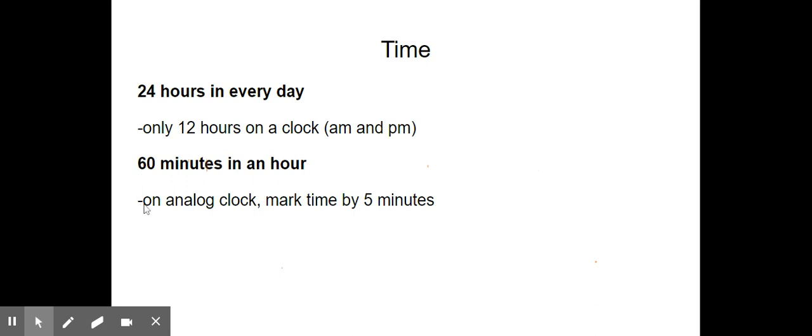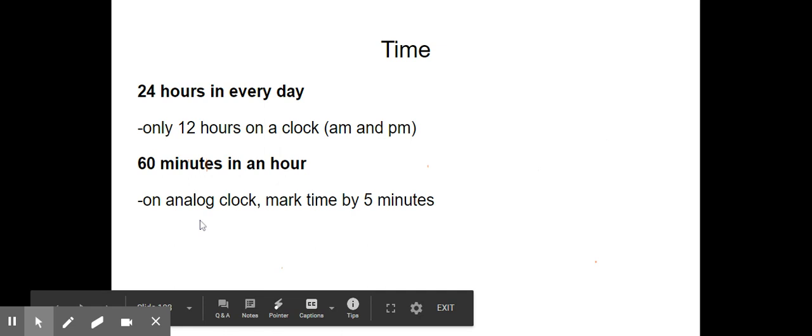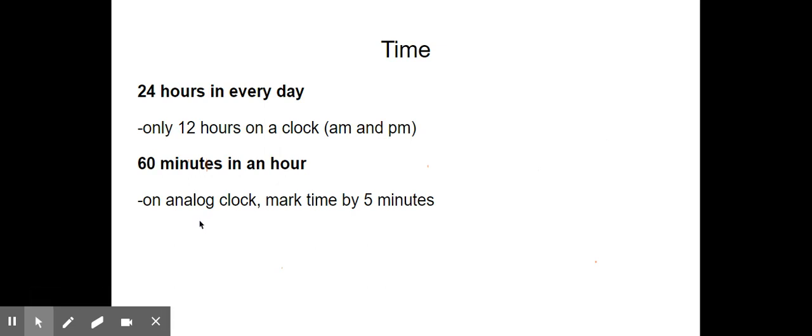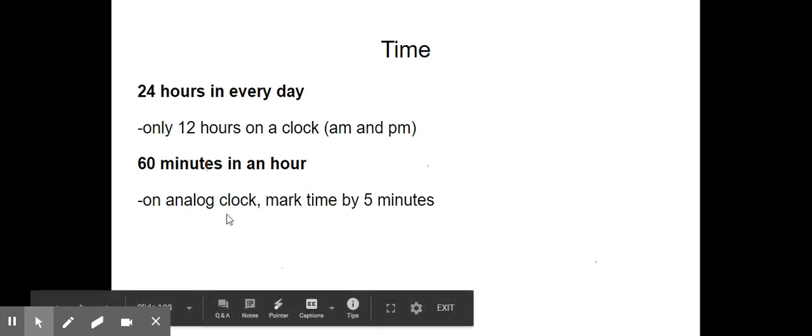On an analog clock, the circular clock that you often see on walls, not like a digital clock on your watch, on an analog clock, we mark time by 5-minute increments. This is the picture of an empty analog clock. Together, we are going to fill in the hours on this analog clock.